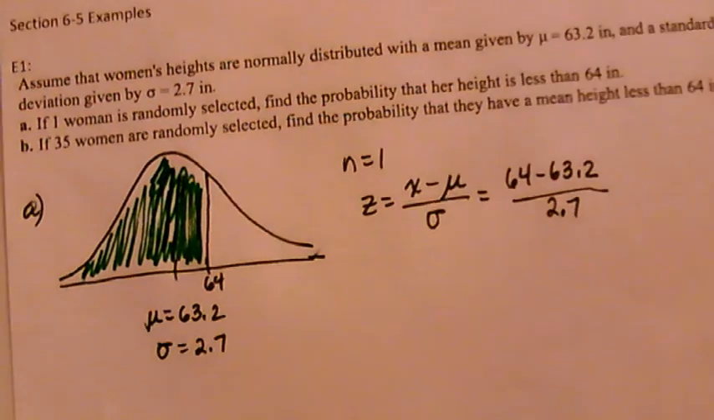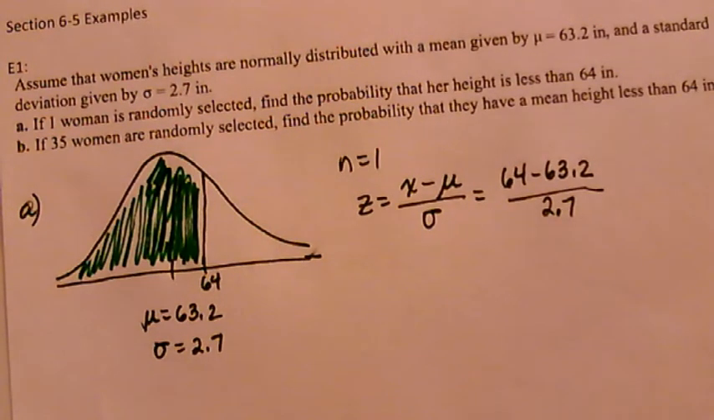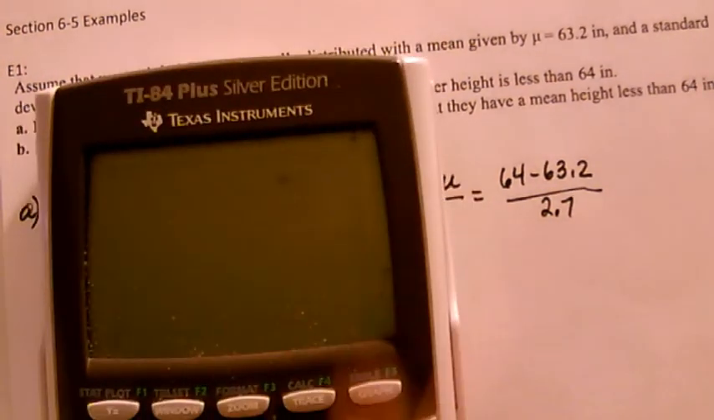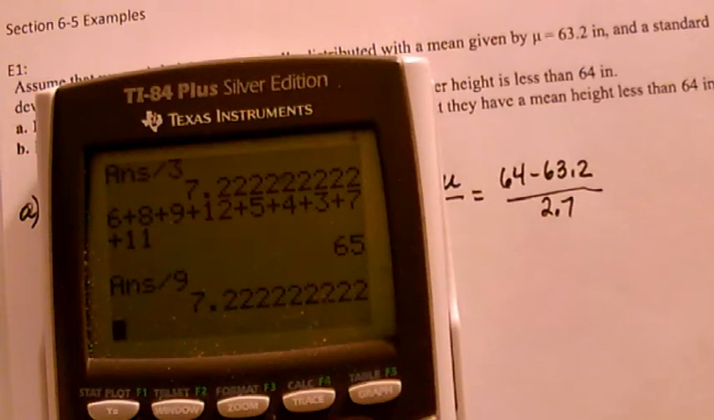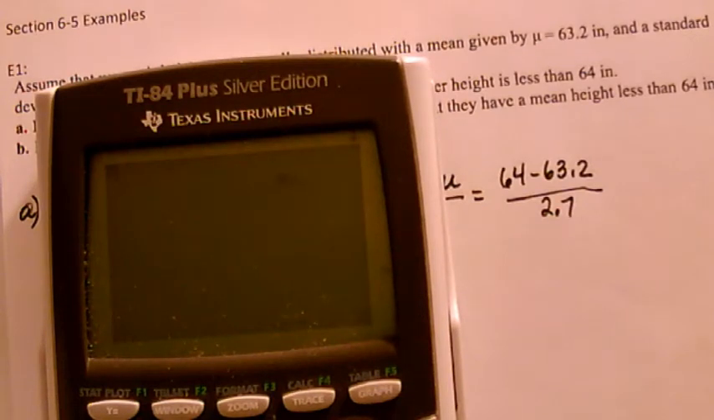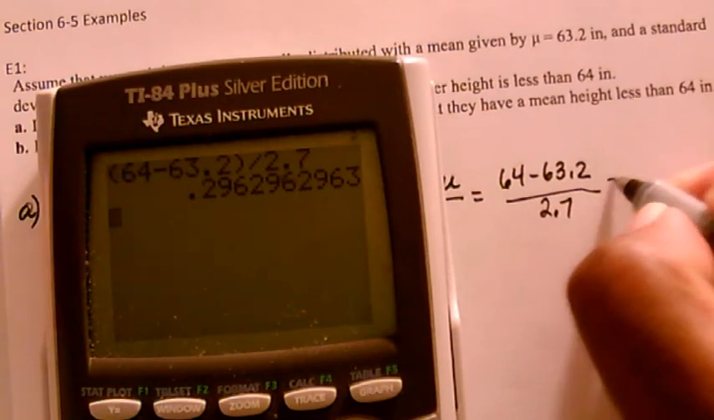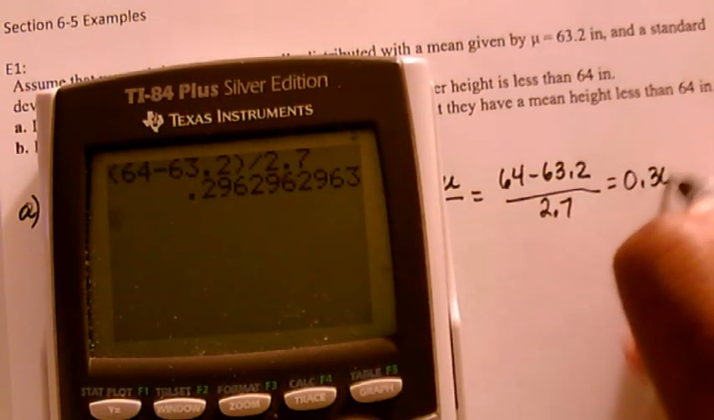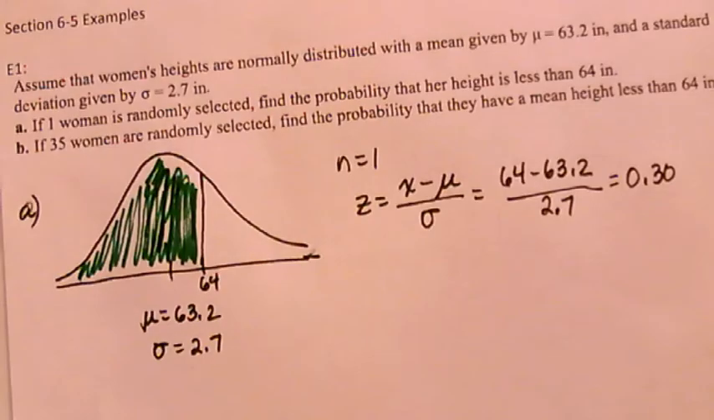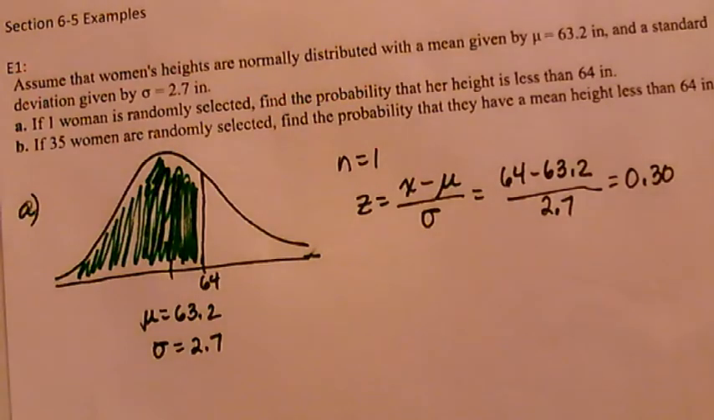Now if you were to type all this in the calculator, like I'm going to do right here, the numerator will be in parentheses, so you have 64 minus 63.2, close parentheses, divided by 2.7. You'll get 0.30 if you want to round this off to 2 decimal places. So your z value is 0.30.